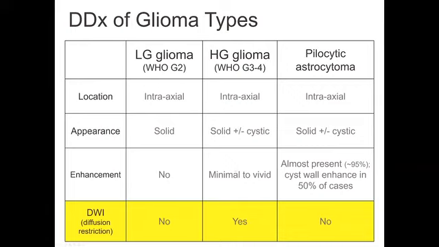But how can we differentiate between the high-grade tumor and the pilocytic? We need a diffusion weighted image, because the diffusion can look at the cellularity. If there's a high-grade tumor, usually they will show restricted diffusion on DWI, and the pilocytic will not show restricted diffusion on DWI. So we can use diffusion to differentiate these two entities.